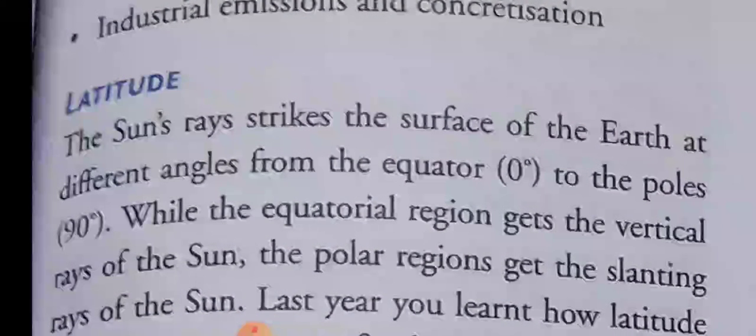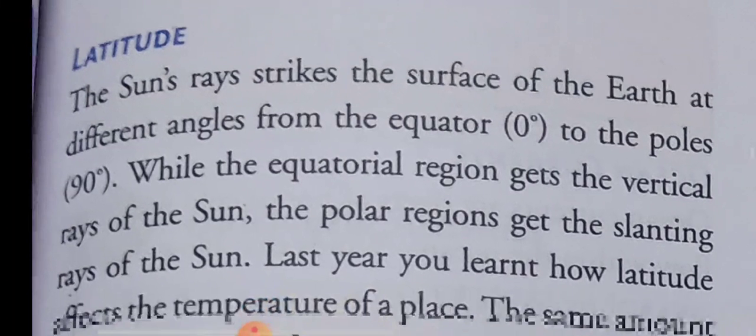What is the meaning of latitude? Latitudes are the parallel lines which run from east to west. The sun rays strike the surface of the earth at different angles from the equator. The equator has 0 degrees and the poles have 90 degrees.